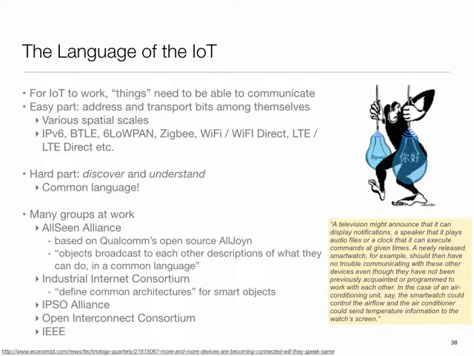Can someone give me examples of standards that you might be aware of which were targeting objects or things discovering each other and talking to each other on your network? Anyone heard of UPnP? Yeah, go ahead. Yeah, Universal Plug and Play. So what does that do? Right, it basically lets you discover things.